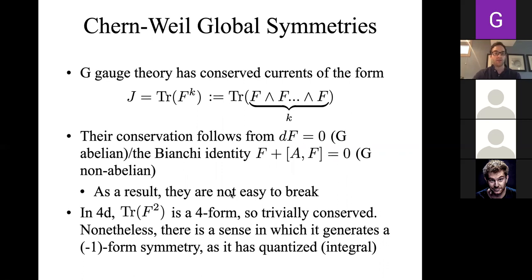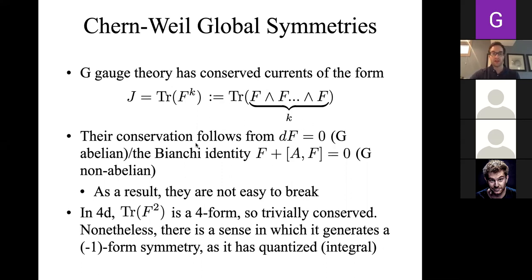If you have some G gauge theory in quantum field theory, such a gauge theory is going to give you conserved currents of the form J equals trace of F wedge F wedge F wedge F, some number K times. In this talk, we'll be primarily focused on the case of K equals 2, but these sort of currents are going to exist for more general K.